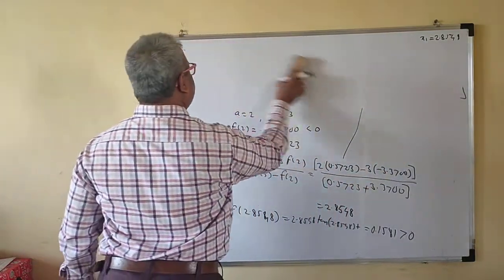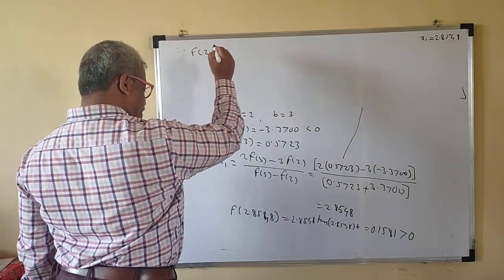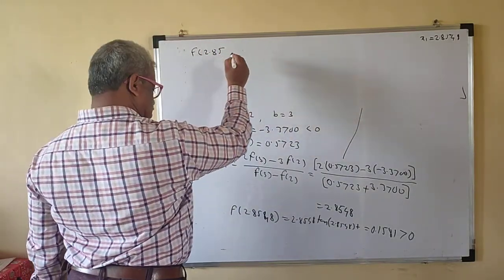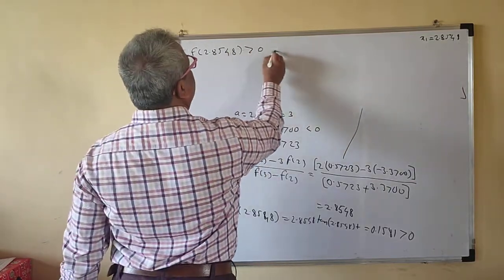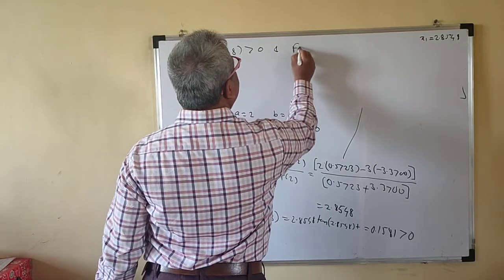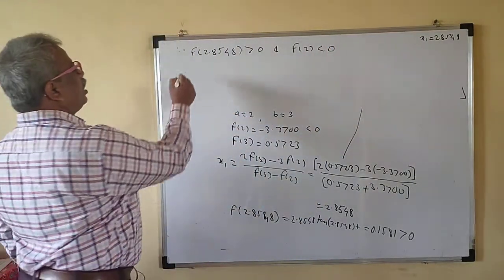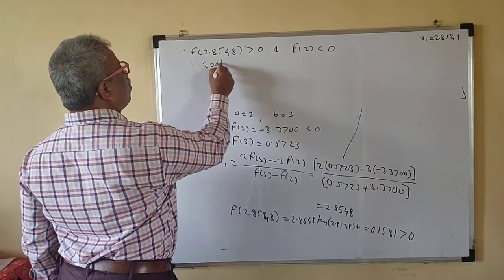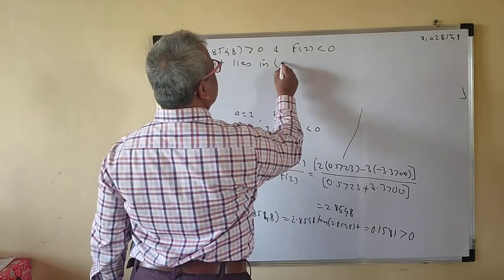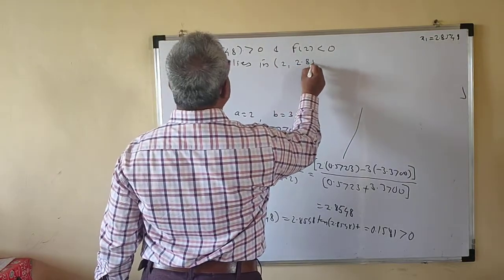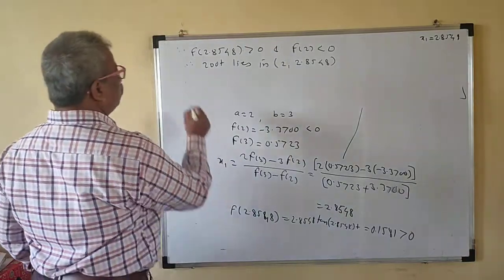f of 2 was less than 0. So f of 2.8548 is what? This is greater than 0. And f of 2 less than 0. The previous one was f of 2 less than 0. Therefore, this step is very important. Root lies in which one was the less? This 2 was the less. Okay, 2.8548 now.